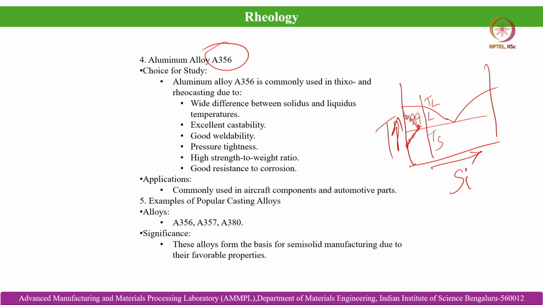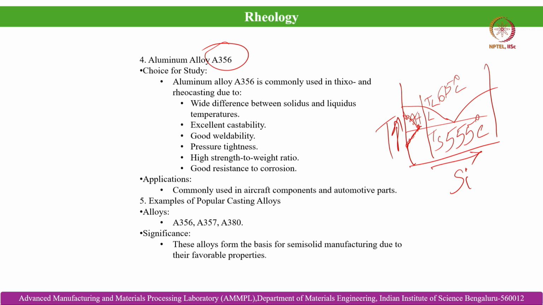Here, because of this larger gap between TL and TS, the TL is around 615 degree centigrade, and the solidus is somewhere around 555 degree centigrade. So, you can understand that there is a gap of almost 60 degree. Because of that, we can process it using semi solid processing by a variety of techniques like using cooling slope, or electromagnetic stirring or mechanical stirring, and so on.